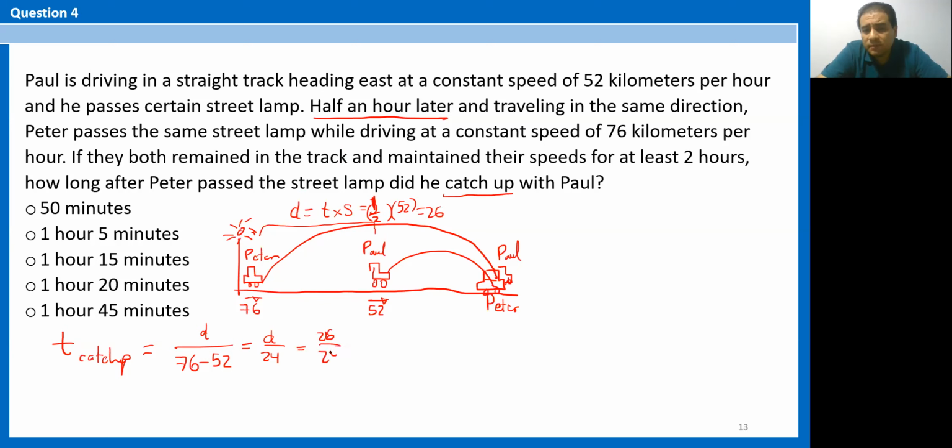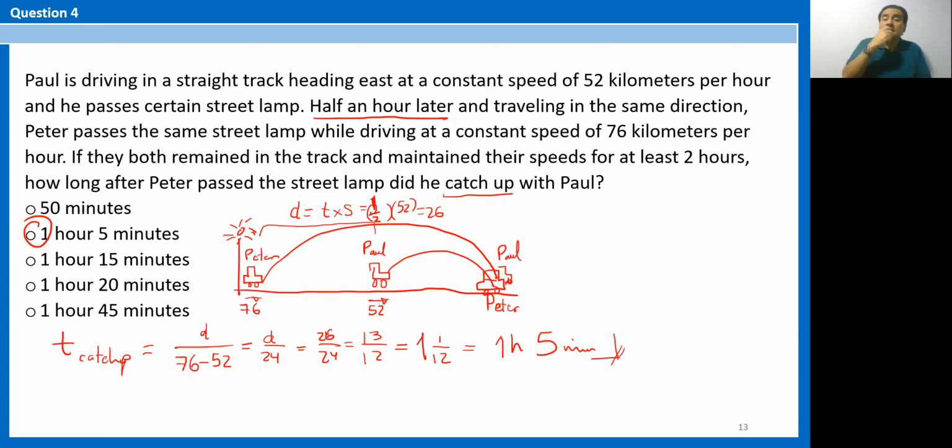26 divided by 24 equals 13 over 12. And that is 1 unit and 1/12 of an hour. So this is simply 1 hour and 5 minutes. Okay. So the answer is option 2.